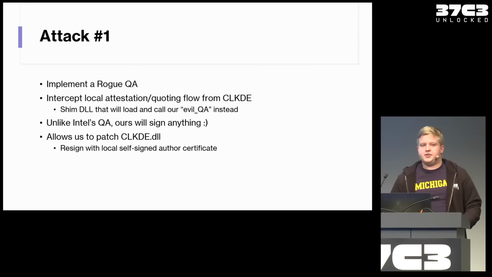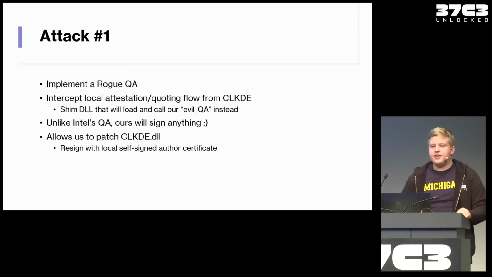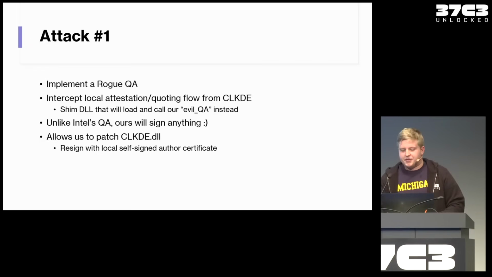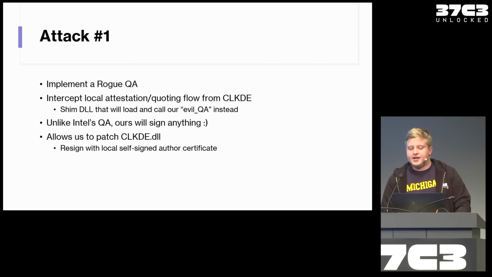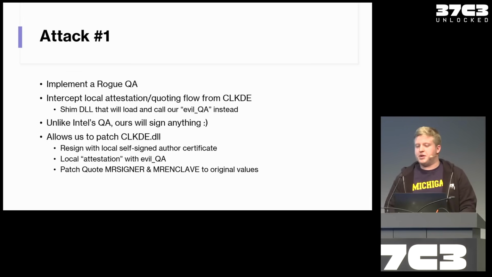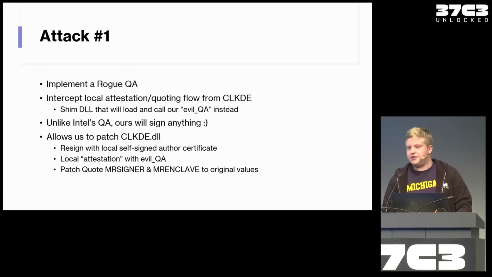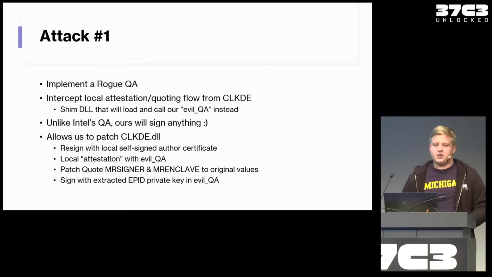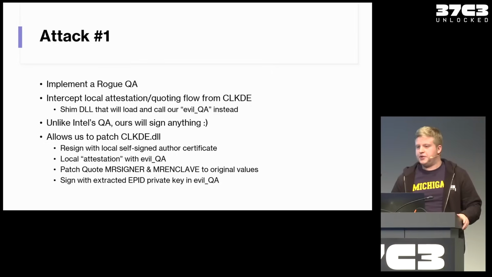Normally, you couldn't do that since you'd have to re-sign it with your certificate, and that would change MR Signer and MR Enclave, and it would have debug mode enabled. But because my evil quoting enclave will sign anything, and also we don't care about local attestation, I can just patch the quote values for MR Signer and MR Enclave before signing to what they should be, sign them with the extracted EPID private key, and you make an enclave that's remotely indistinguishable from the original thing.